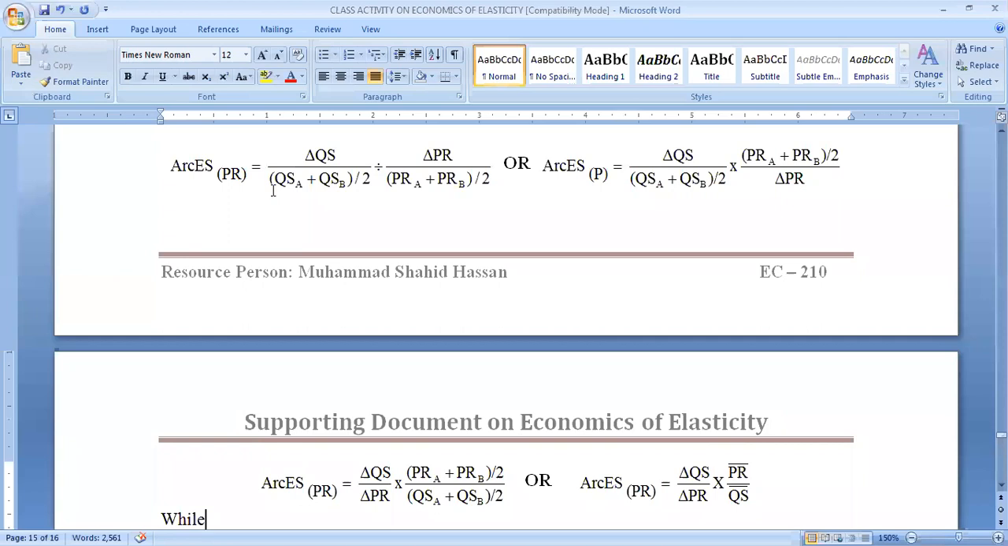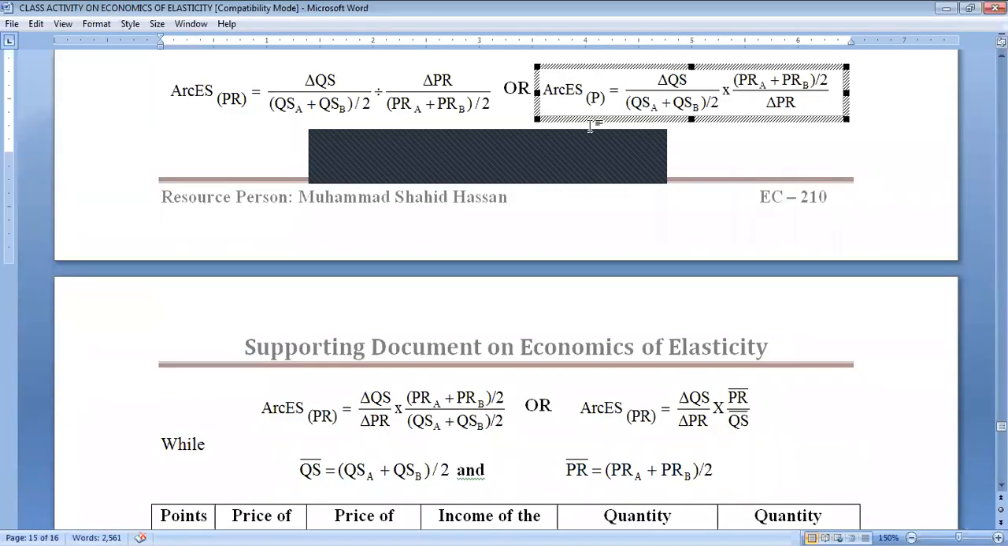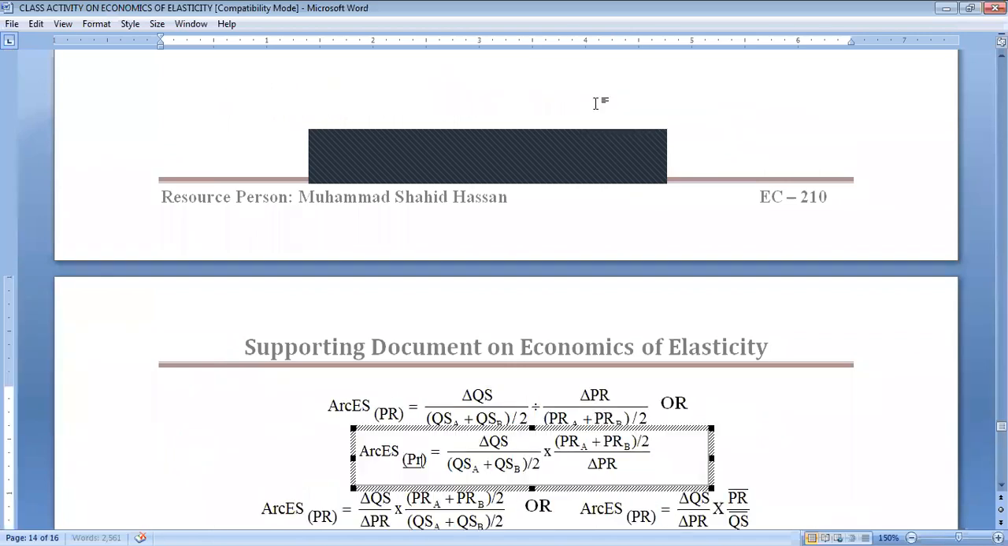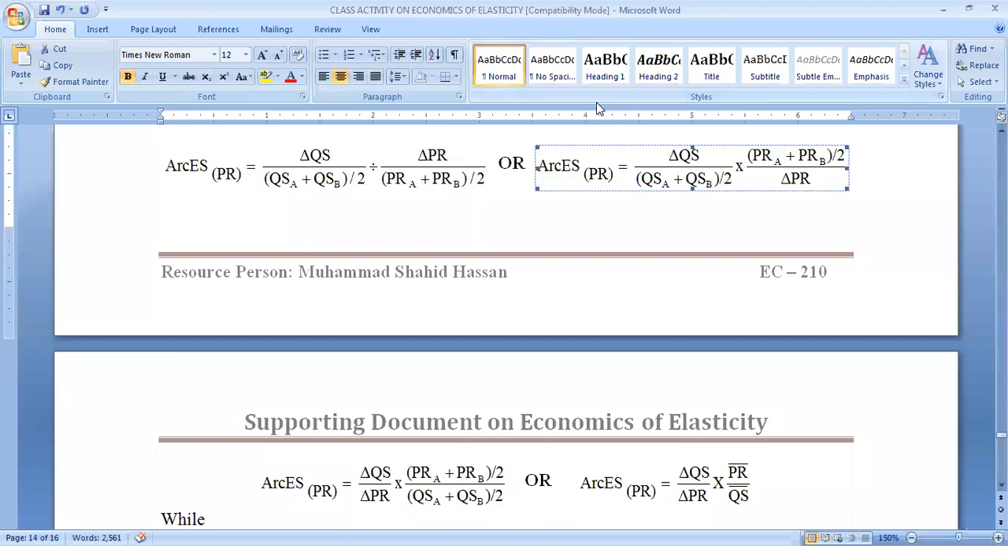Then the sign of division appears. Change in price of related good is replaced with delta PR, and average price of related good of 2 points is replaced with PR at point A plus PR at point B, then the sum is divided by 2. Arc elasticity of supply with respect to price of related good is written as delta QS over average quantity supplied of 2 points multiplied by average price of related goods of 2 points divided by delta PR.